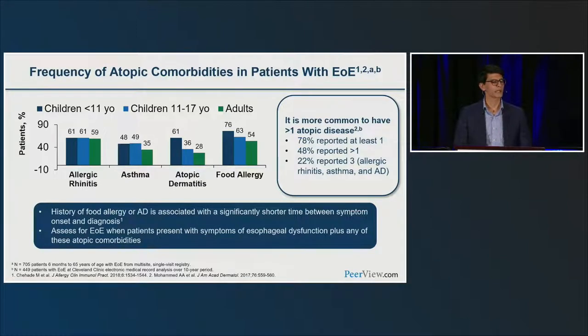Somewhat related to that, atopic comorbidities are also very prevalent among this patient population. Depending on the study, more than half, nearly 70% or more, have a significant burden of allergic comorbidities like asthma, atopic dermatitis, and food allergy. This suggests that there perhaps is a shared underlying milieu or pathophysiology amongst these allergic conditions.